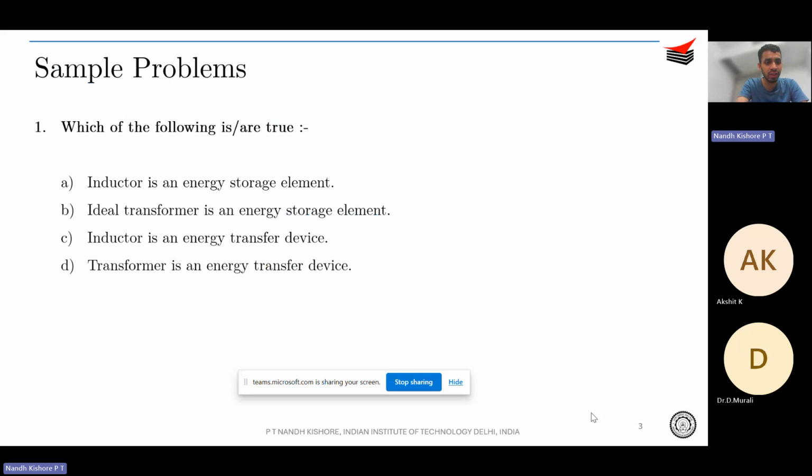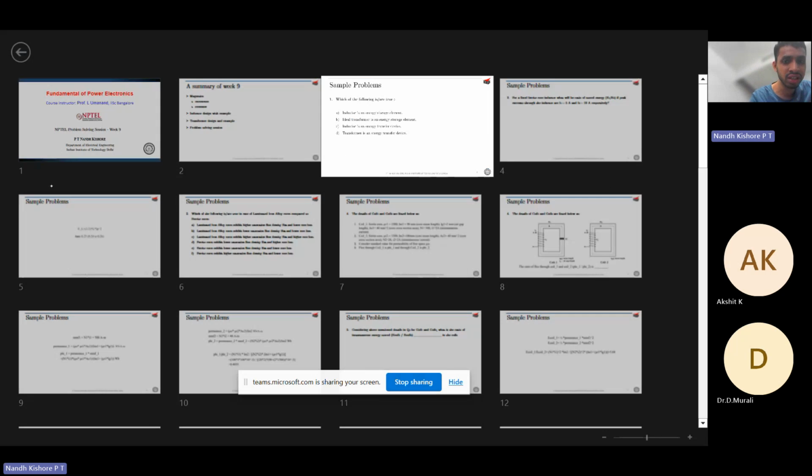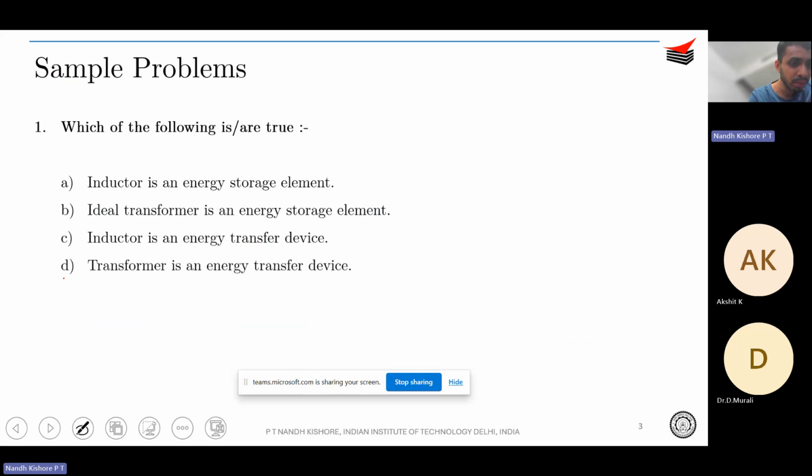We will start with this. Which of the following is true? Inductor is an energy storage element. Ideal transformer is an energy storage element. Inductor is an energy transfer device. Transformer is an energy transfer device. This is, I think, a pretty simple problem. You will know that inductor obviously stores energy in its magnetic field. So A is true.